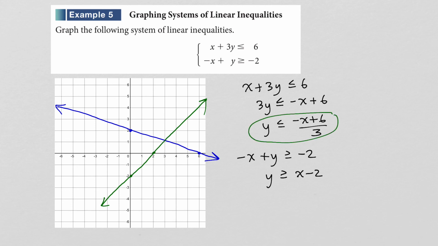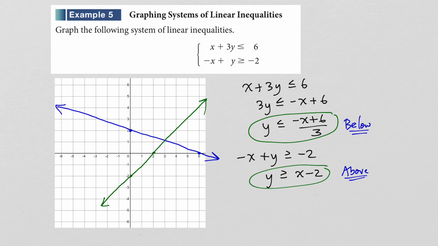So here's the first equation, here's the second equation. Now, in the first equation, we have y is less than or equal to this. That first equation was this line right here. So what we need to do is shade below that line. And for the second equation, we have y is greater than or equal to x minus 2. That's this line right here. We're going to shade above that line.